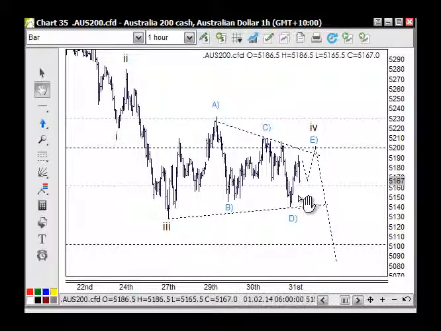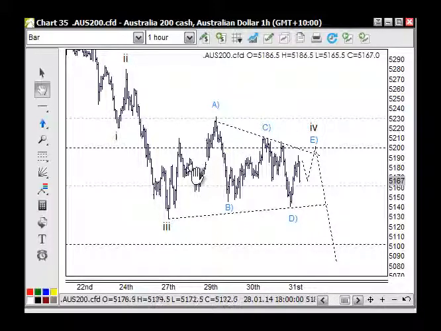But the thing is that each wave in a triangle should be in 3 waves. So some are obvious, like this one here. This has got 2 sets here. It's got an A and a B and a C. And we know, going right back, that little 3-wave structure there, once that was completed, we knew that it was corrective. So whatever happened after that, we know that it's a correction.